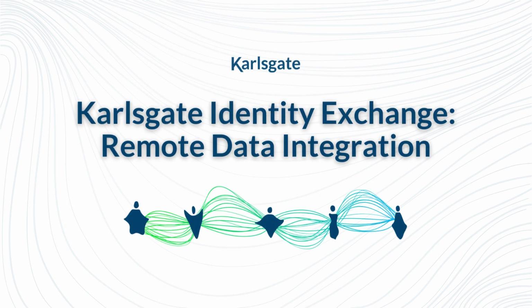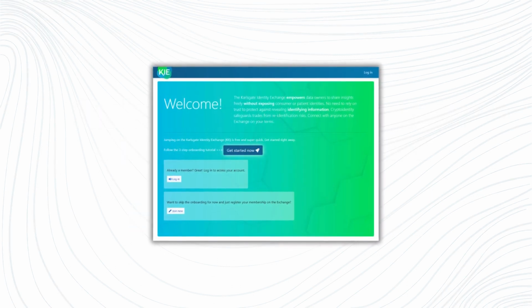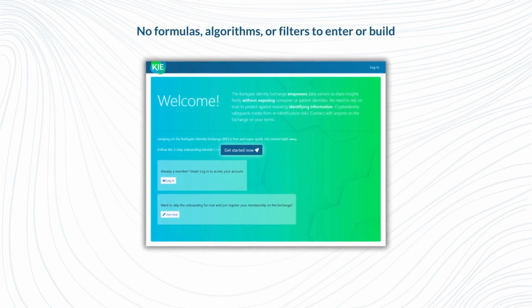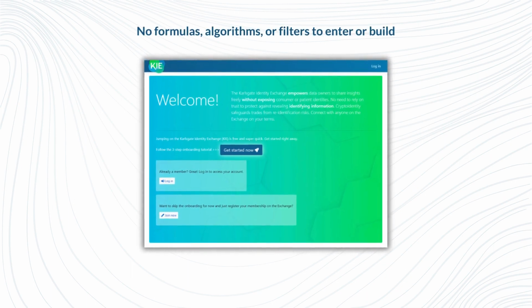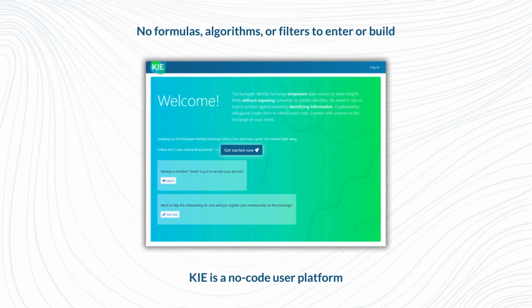Today, I will be highlighting new data collaboration capabilities available on the Karlsgate Identity Exchange, or KIE. You will see the flexibility of the portal and its ease of use. There are no formulas, algorithms, or filters to enter or build. It is truly a no-code user platform.